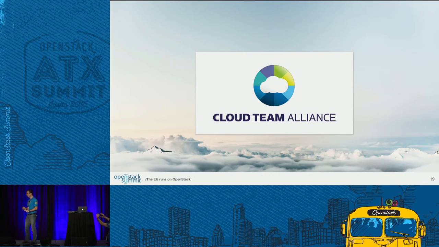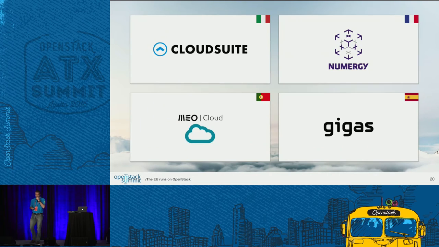We decided that in order to be ready to fight against the big players, you will see later on who they are, we needed to be together and to have more weight together. So we finally ended up with a team of four. Now the Cloud Team Alliance has expanded, including also Germany and Belgium, etc. But at the starting point, we were four.